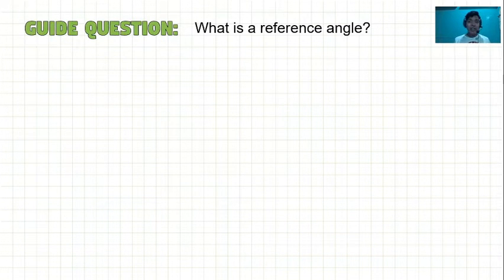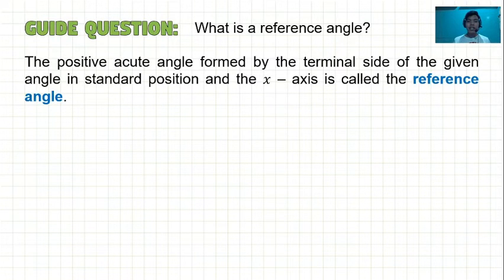What is a reference angle? A reference angle is the positive acute angle formed by the terminal side of the given angle in standard position and the x-axis. So it must be the angle formed by the terminal side of the given angle, and it should be in standard position and the x-axis. And it should be a positive acute angle. When we say acute angle, that is an angle between 0 to 90 degrees.